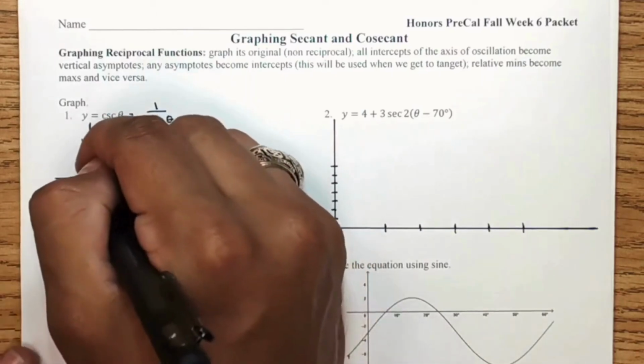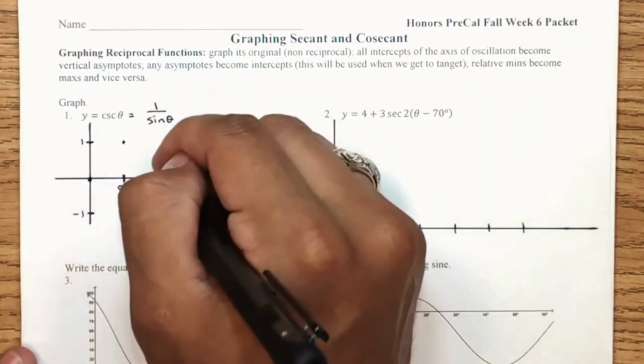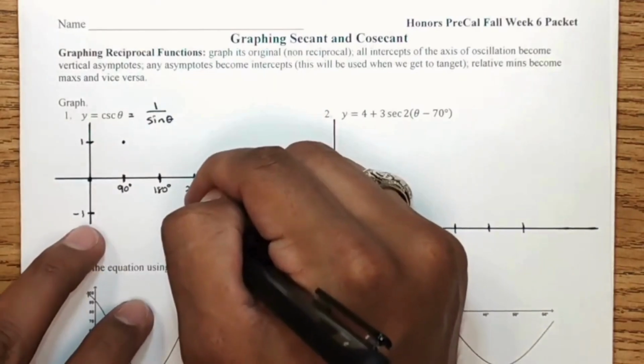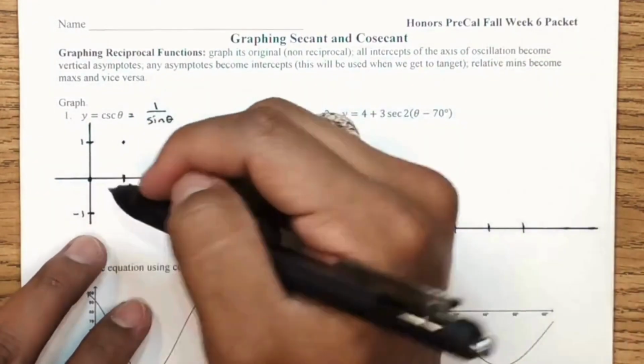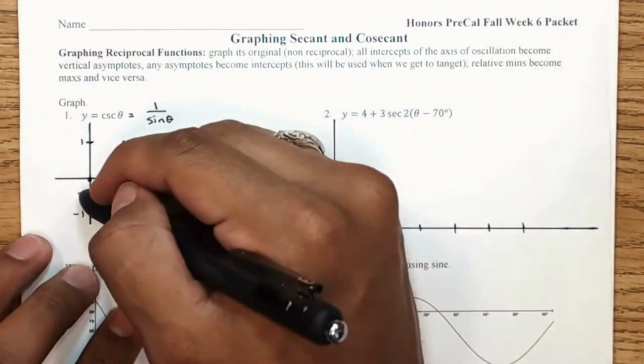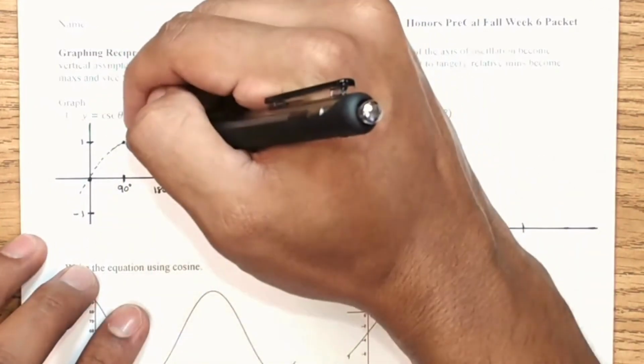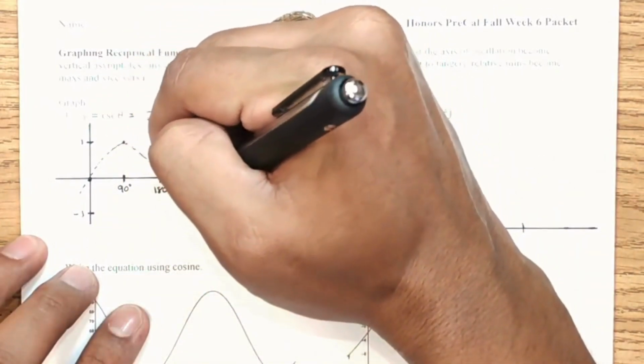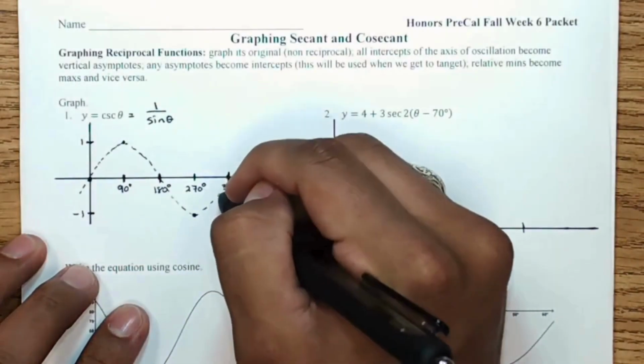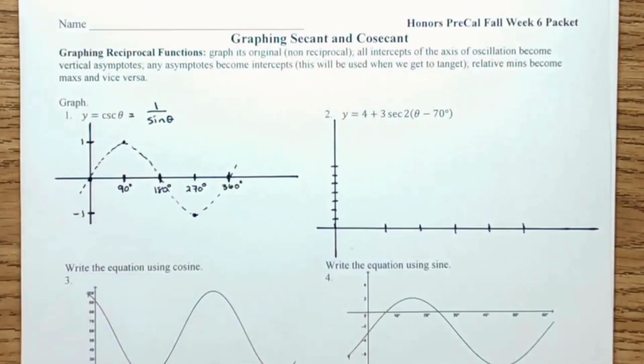Remember that sine starts in the middle and then goes high, middle, low, and then back to the middle. However, I'm not going to actually graph it. Some of you don't have to do this, but it's helpful: I'm going to dash in the sine graph. Okay, so there's my sine graph.